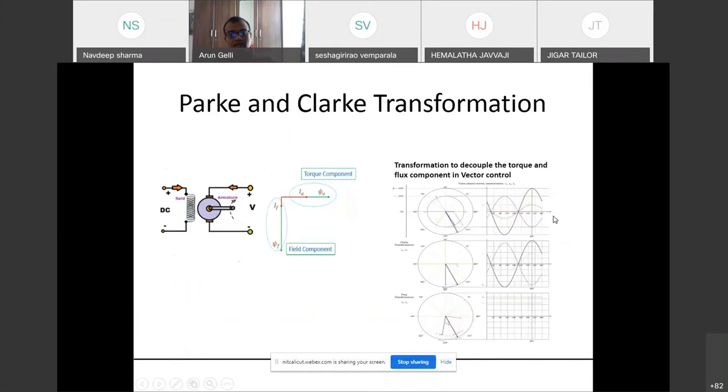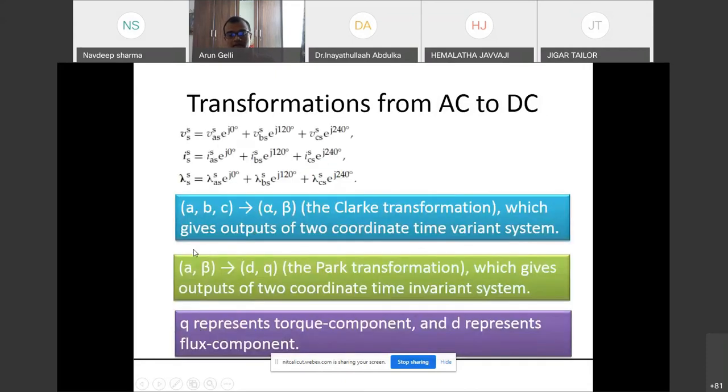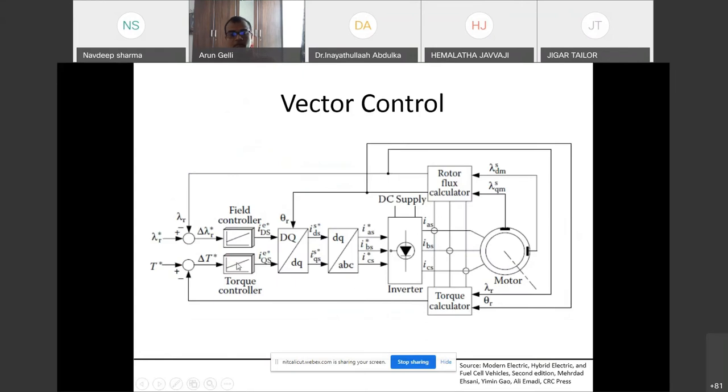If you look at this, both of them are stationary or time independent with respect to theta. D and Q are not changing, whereas ABC or alpha beta are changing. By having this DQ frame, depending upon the angle, Q represents a torque component and D represents a flux component. When you convert this, you will be able to control both the D and Q components separately, as you can see in this vector control overview diagram. You will have two control algorithms, one for the D component, which is the field controller, and the other one is the torque controller. So you will be controlling both field and torque separately, and achieving vector control.